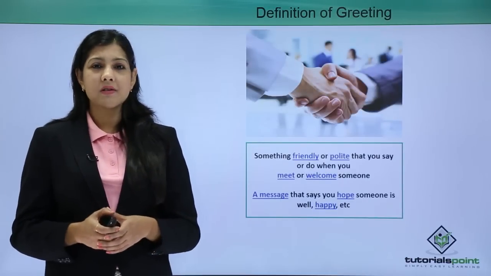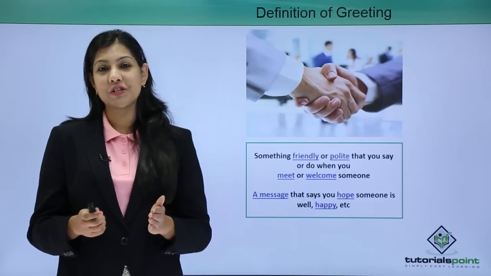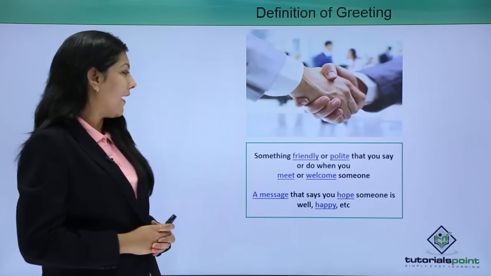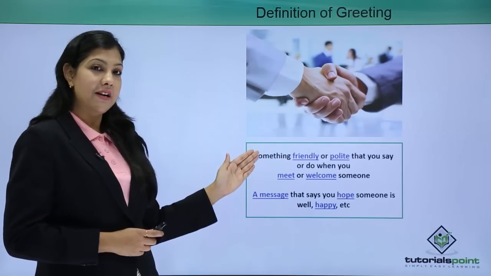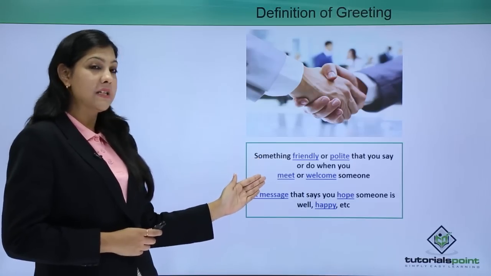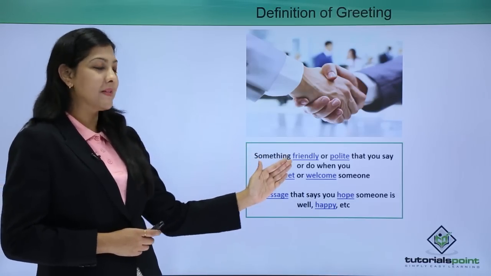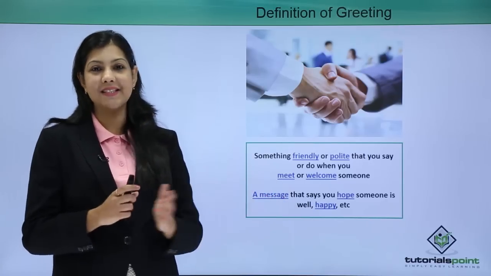Let's understand what is greeting. Well, we've understood what introduction is. A part of introduction is also greeting. So let's look at that. A greeting is something friendly or polite that you say or do when you meet or welcome someone. It is a message that says you hope someone is well, happy, etc.